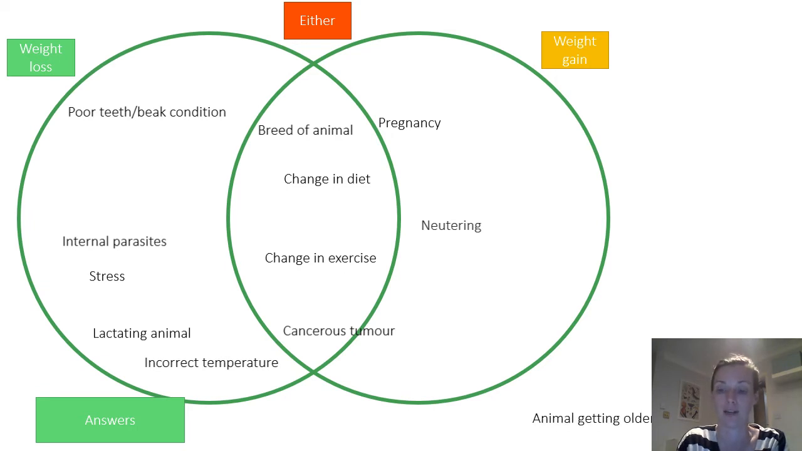And animals getting older, that could be either. So like I said on the previous slide, we were looking at puppies. Puppies we'd expect to gain weight. In general, when an animal gets to old age, they do tend to start to lose weight again. So again, that's why that one can go into both categories.